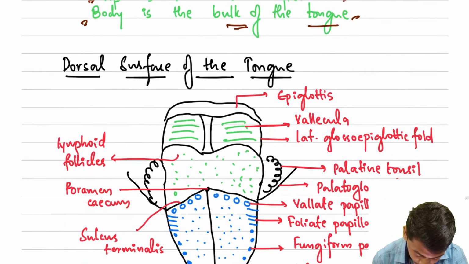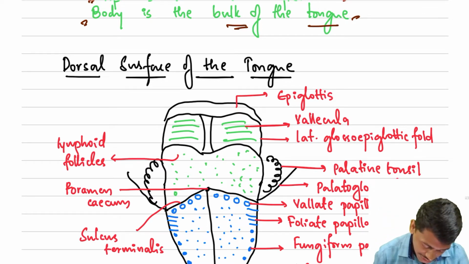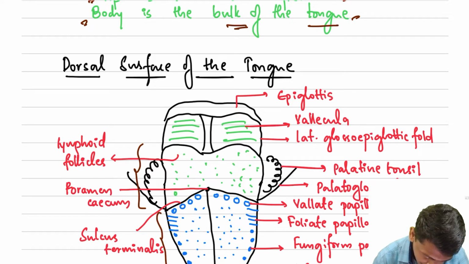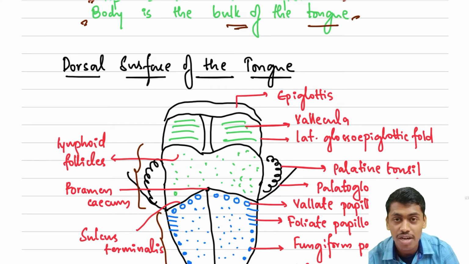Now moving on to the dorsal surface of the tongue. What are all the important landmarks that you can see in the dorsal surface of the tongue? The tongue is divided into the anterior two-third part, which is the oral part, and the posterior one-third, which is the pharyngeal part.